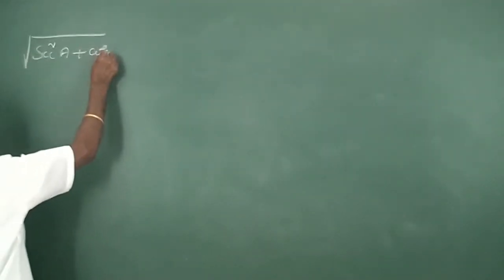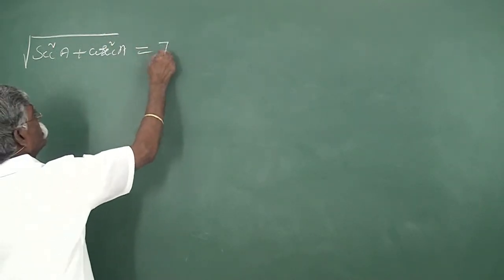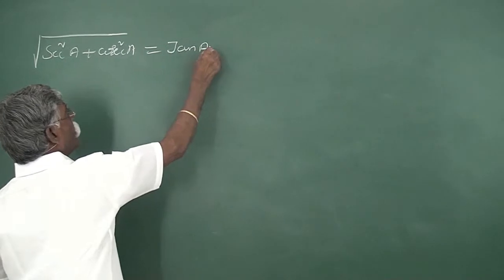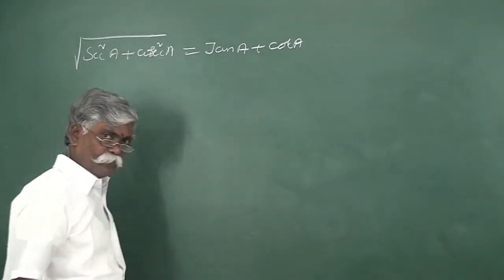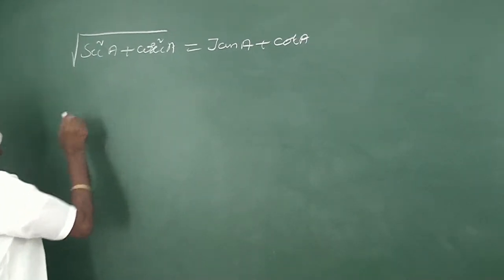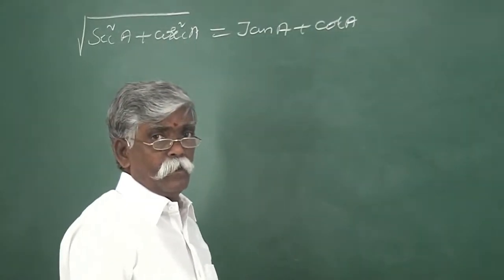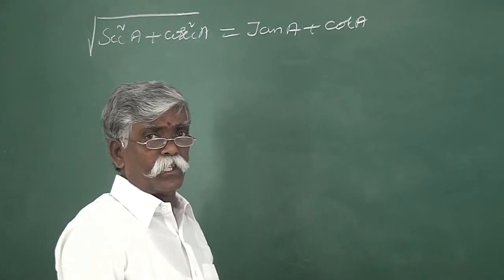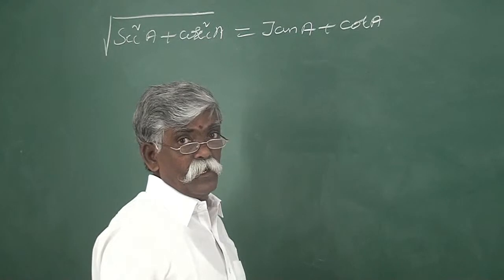Square root of secant square A plus cosecant square A is equal to tan A plus cot A. The first model, the answer is in terms of tan and cot. The left hand side, even though it is under the square root, it is secant square and cosecant square.